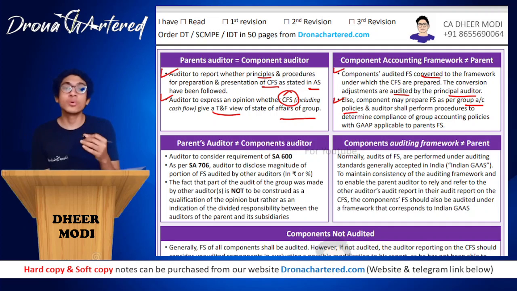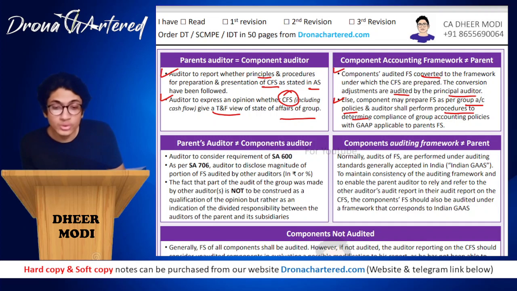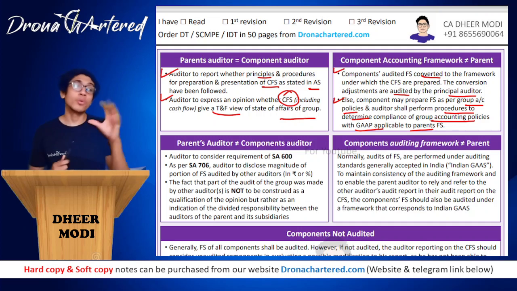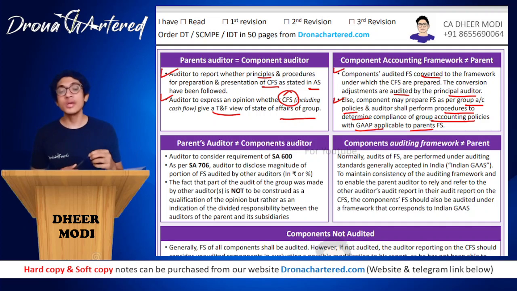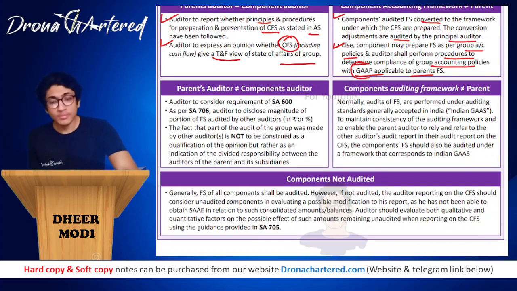So there is another option, the group accounting policy. Otherwise, the component may prepare as per the group accounting policies. An auditor shall perform procedures to determine the compliance of group accounting policies with the GAAP applicable to the parent's financial statements. So if the component has prepared using the group accounting policy, what you have to check is whether the group accounting policies comply with the GAAP that is applicable to the parent's financial statements. Okay, last part, this is done, nothing else is remaining.